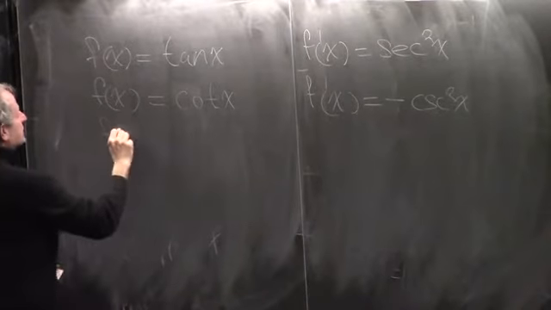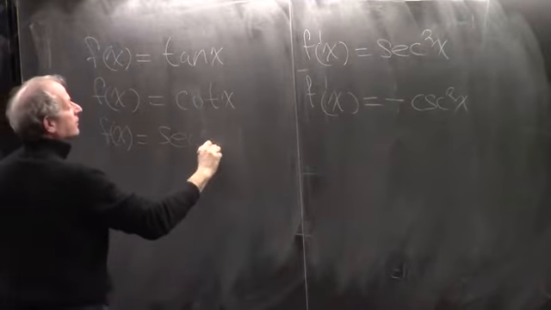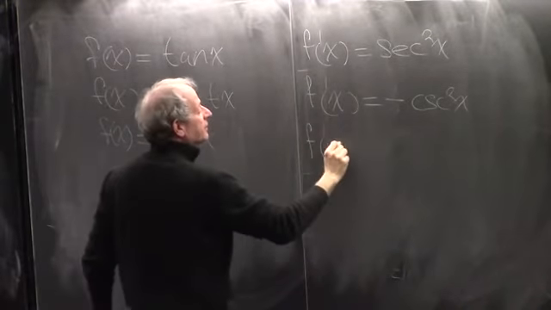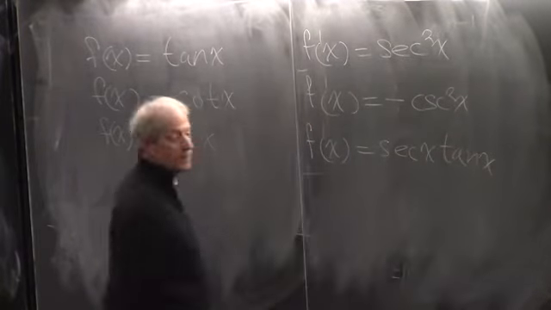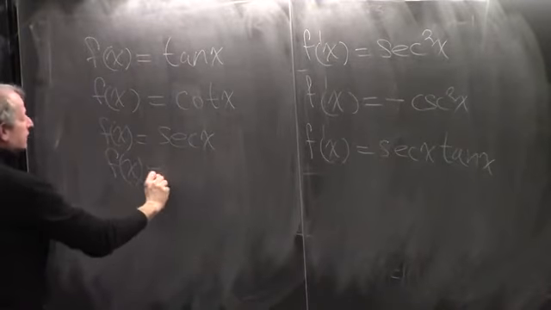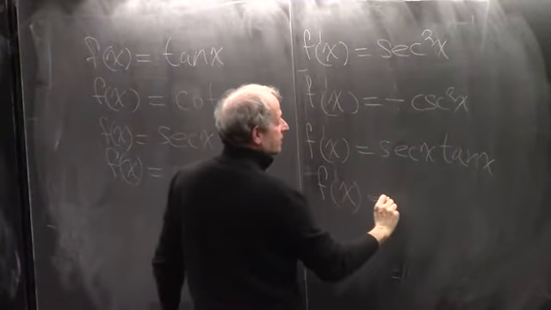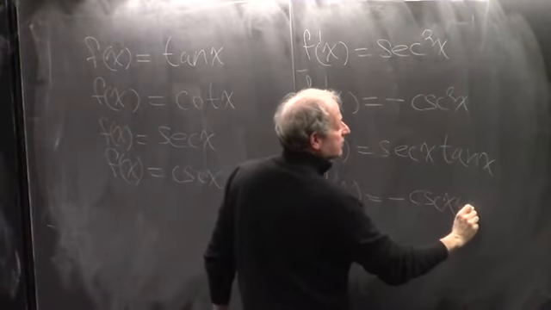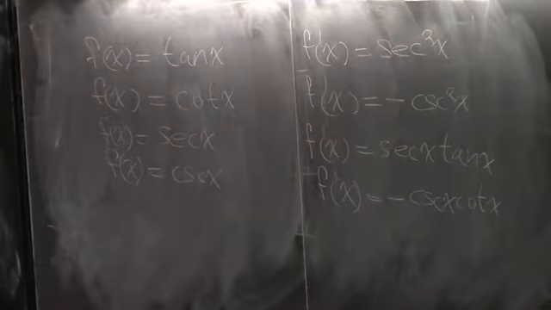If f of x is secant of x, f prime of x is secant x tan x. If f of x is cosecant of x, almost done, f prime of x is minus cosecant cotangent of x. Okay, we took care of all the trig ones. We did e. Only a couple left.